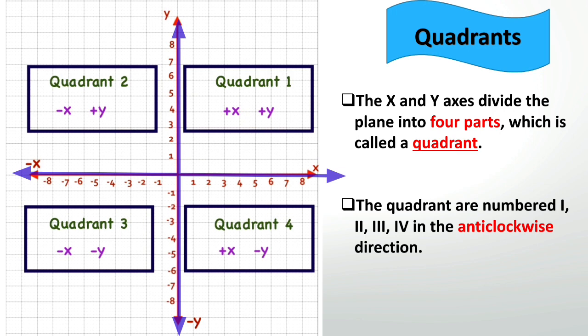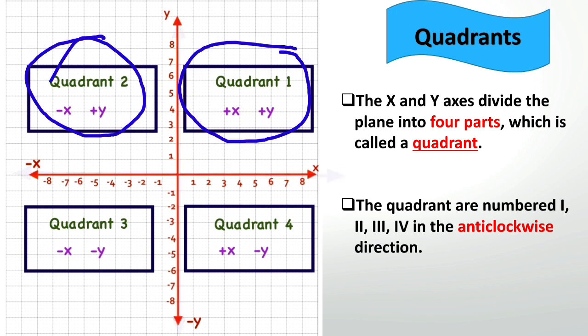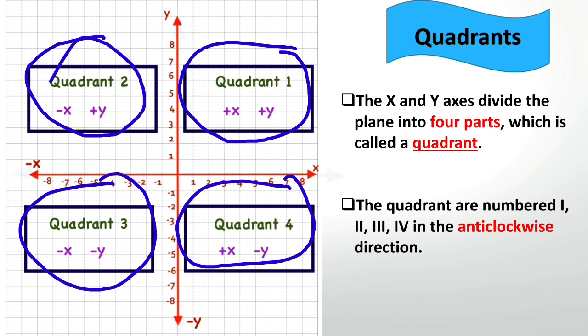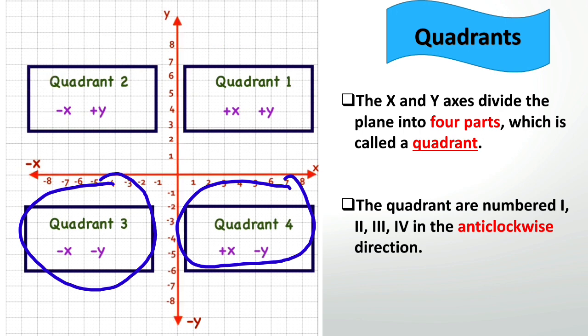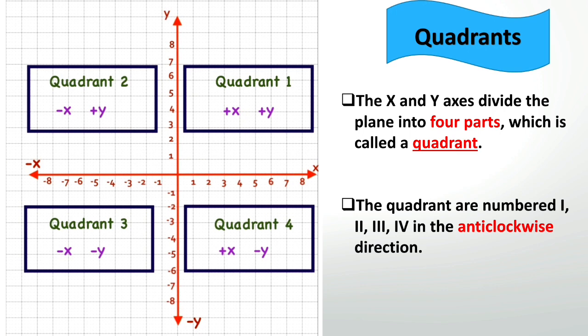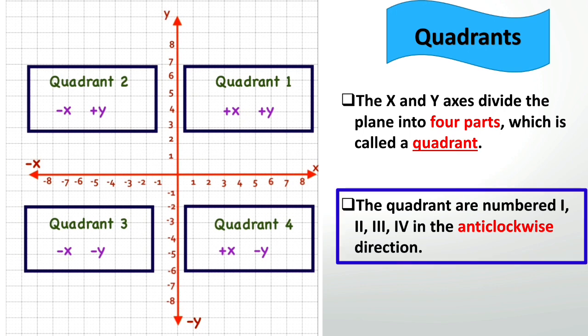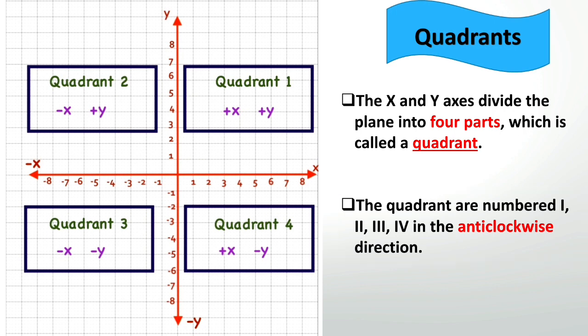Students, the quadrants are numbered 1, 2, 3, 4 in the anti-clockwise direction, and the quadrant numbers are written in Roman numerals. So always write the quadrant in Roman numerals, and when we write the quadrants, the direction will be anti-clockwise. So quadrant 1, 2, 3, 4. Quadrant 1 has both positive. The x coordinate is positive. The y coordinate is also positive.